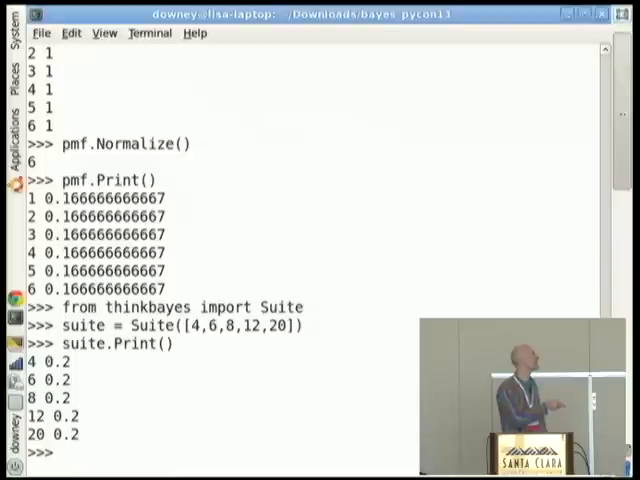I created my suite. Again, I've got 4-sided, 6-sided, 8, 12, and 20. Each of them has equal probability, so it's 1/5. That's what I've got so far.